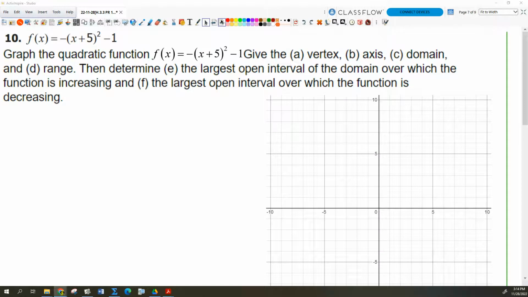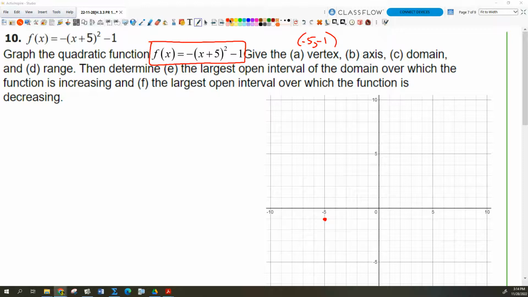Okay, what about that one? So we're using example 10, but we're going to do some other stuff with it here. So given this function, and here, let me put a box around it. It's kind of hard to see. There's the function. Okay, so first of all, give the vertex. What's the vertex? -5, -1. There you go. -5, -1 puts us right there.